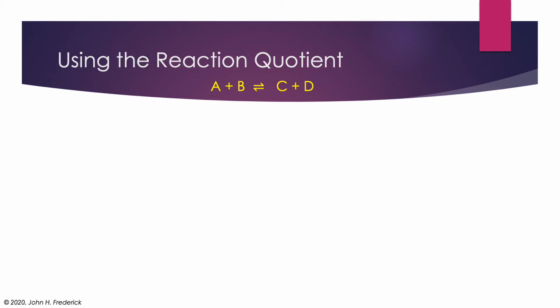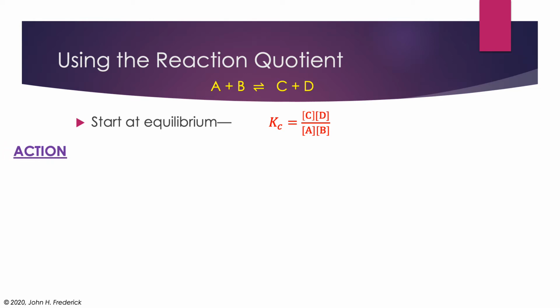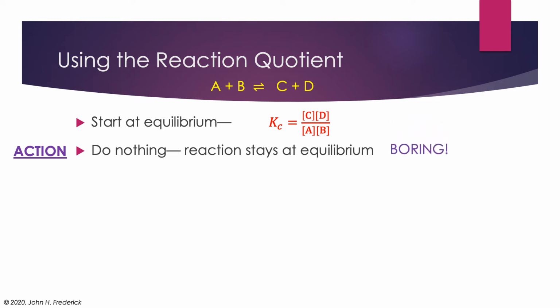Okay, I'm going to go with a really simple reaction: A plus B goes to C plus D. All of my coefficients are 1 because I want to make the algebra a little simpler in this. So we're going to start with this reaction system at equilibrium. So Kc is equal to the product of the concentrations of C and D divided by the concentrations of A and B. Now I'm going to involve several actions here that will be intended to change this from an equilibrium system. So my first action would be do nothing. Reaction stays at equilibrium. Well, that's really boring, so we're going to do something else.